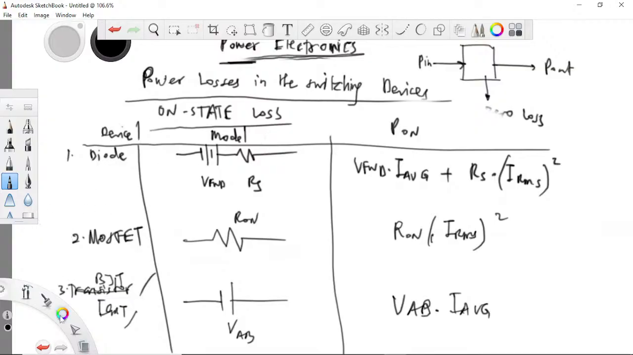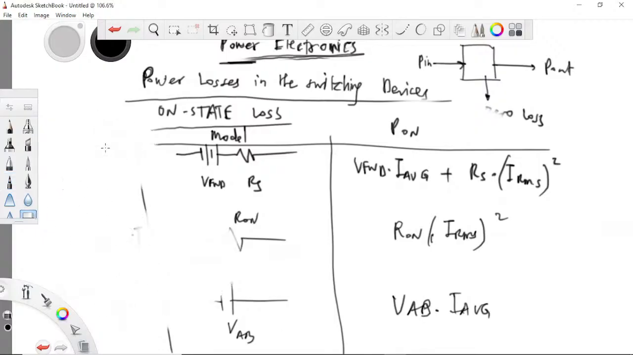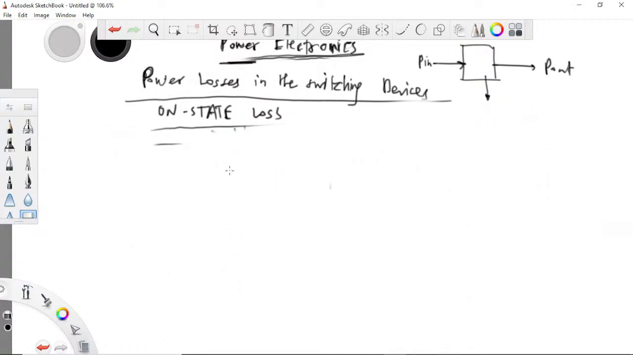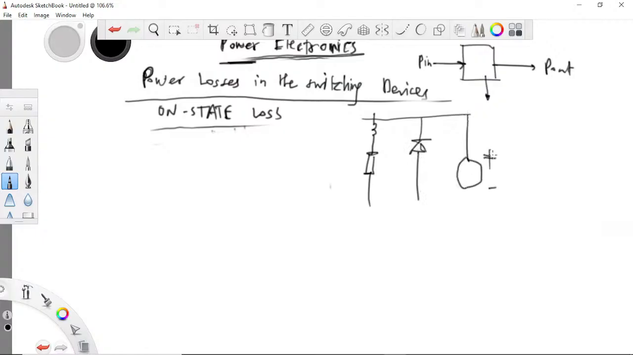Now let us look at our next table. Please, you can have this table down. Let's look at the next table of importance to us, which is how to find the average current. Okay, now let me explain here. Let me draw our diode here, source here.